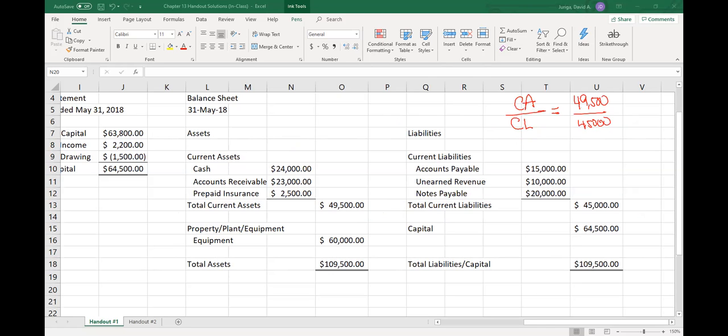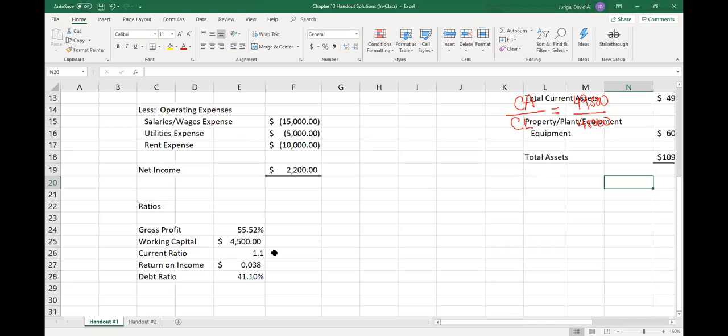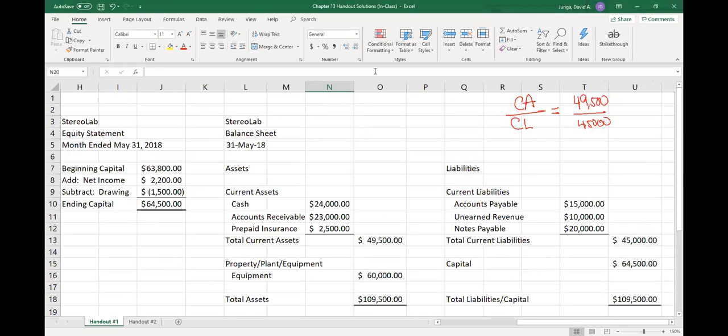If you go back and look, you'll see that the current ratio, I believe, turns out to be right at 1.1. So you might be saying, okay, is that good or bad? So again, that equals about 1.1. It depends. It's hard to say.